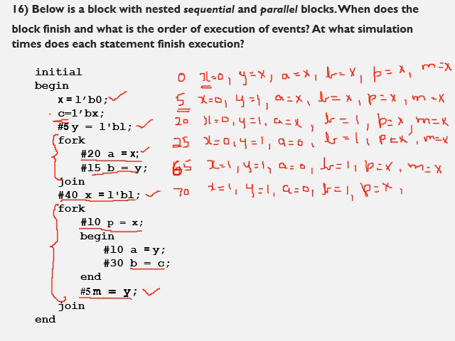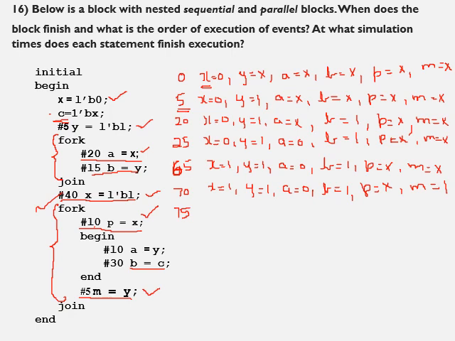P is not altered. M will be assigned 1. Okay. Next time will be 60. So the time at which it entered this parallel block is 65. So this will be executed. This line will be executed at 65 plus 10, that is 75.